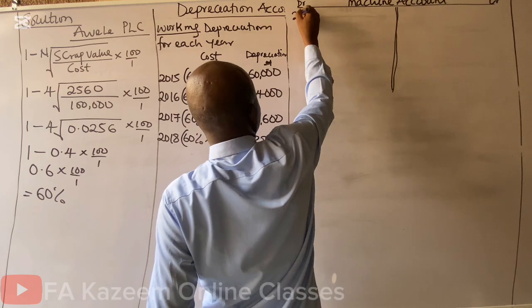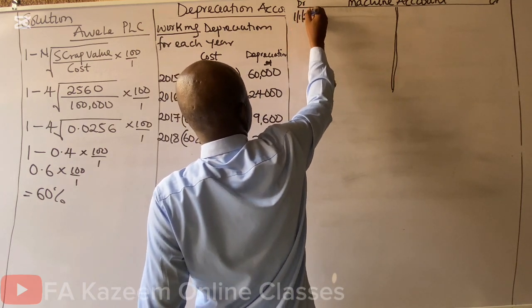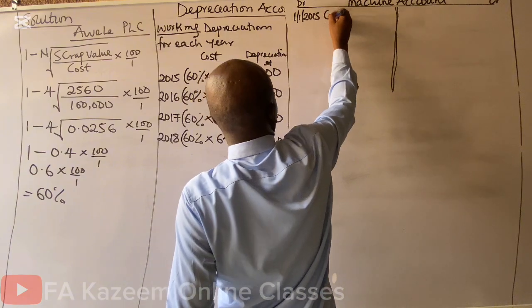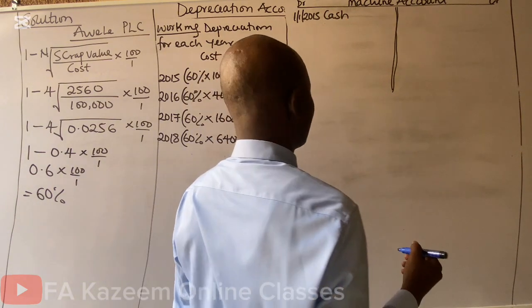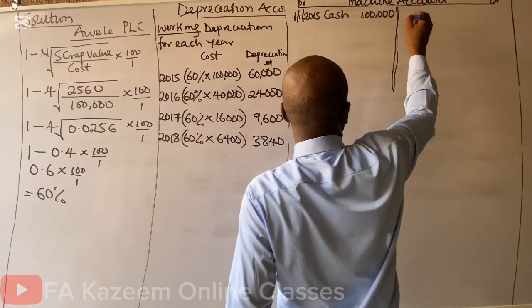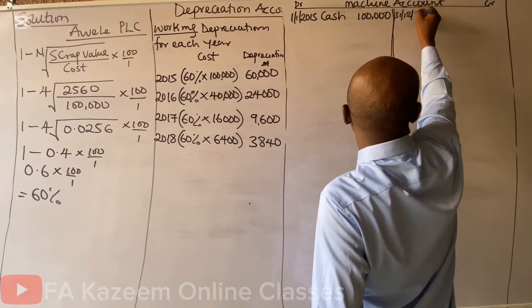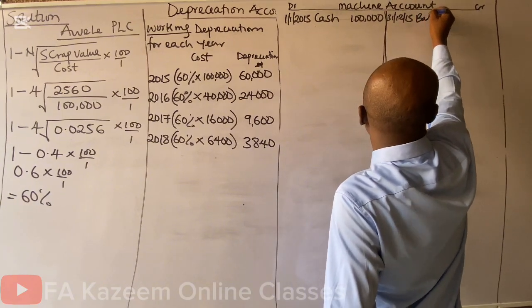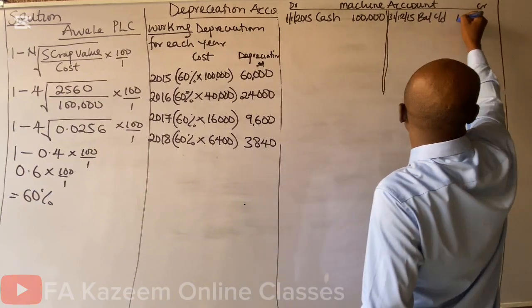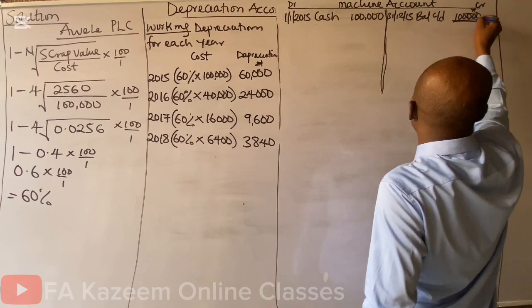The first year is 2015. We said first 2015, we assume that the machine was acquired by cash. How much is the cost? The cost is 100,000. We come here at the end of 12 months, 31st 12, 2015, that's balance carried down 100,000. We're done with the first year.